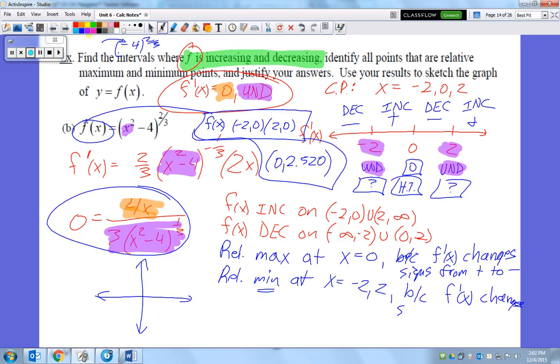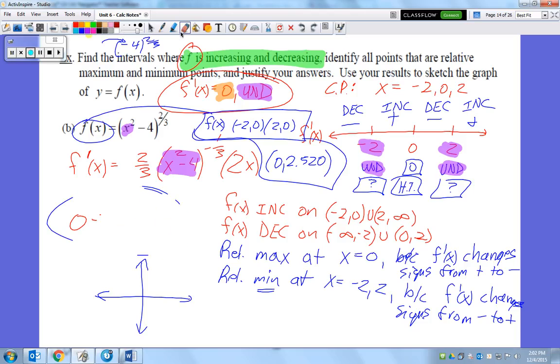Yes, it changes signs from negative to positive, decreasing to increasing. Okay, now we're ready to graph. Let me make some room, because a lot of you got it. Some of you are struggling pretty badly right now.